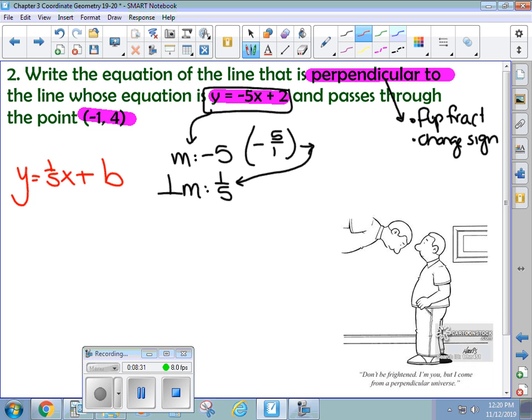I use the highlighted perpendicular. I use the equation. What do I need to do now? Sub in. What are we subbing in for what? Negative 1 for x, 4 for y. So 4 equals 1/5 times negative 1 plus b. Can you solve for b?